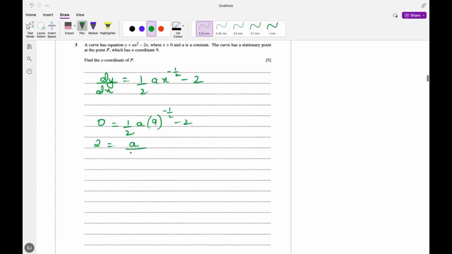a upon 2 into 9 to the power 1 upon 2. 9 to the power 1 upon 2 is 3. 3 times 2 is 6. And 6 times 2 will become 12. So now we have the value of a as equal to 12.